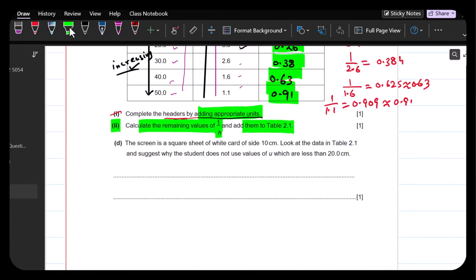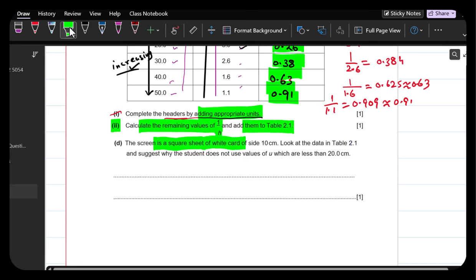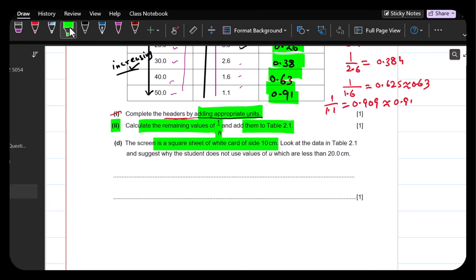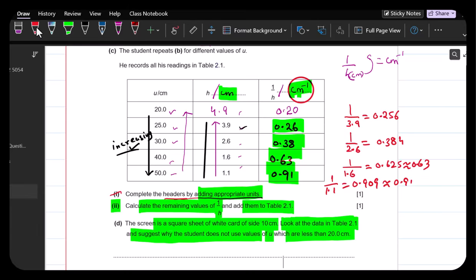Now D part: the screen is a square sheet of white card of side 10 centimeter. Look at the data in table 2.1 and suggest why the student does not use values of u which are less than 10 centimeter. So you can see here what is happening. Height is going to increase as the value of u is decreasing. Value of u is decreasing in this way, so height will be increasing.